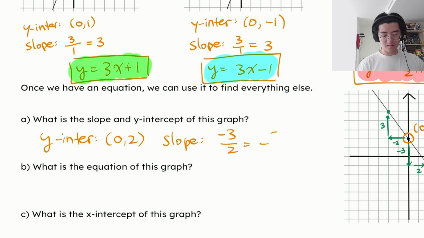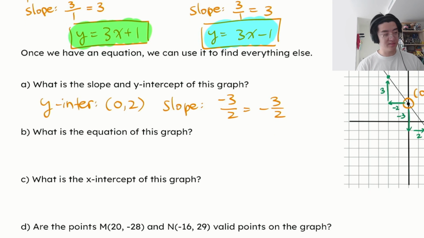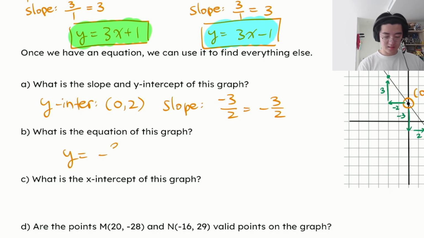So it's -3 over 2. Like that. Okay, equation of the graph. We just clump them all together: the slope times x plus the intercept. That's it. That's an easy one.